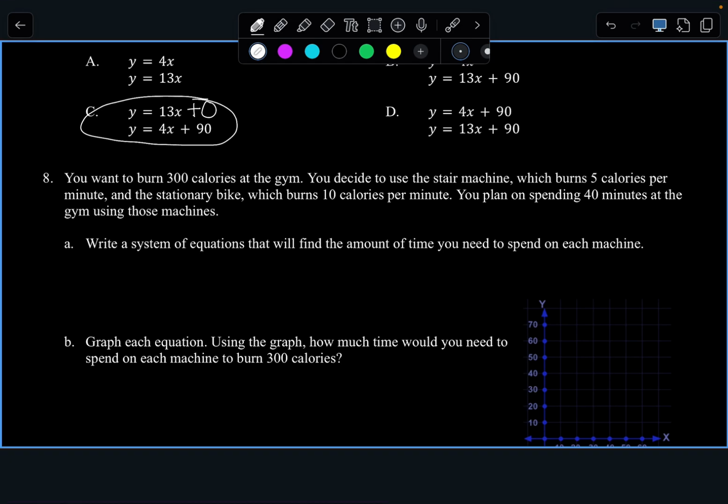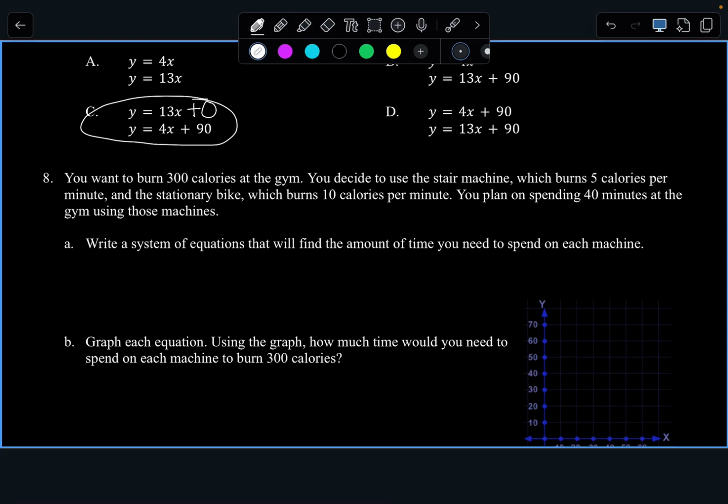So you want to burn 300 calories at the gym. You decide to use the stair machine, which burns 5 calories per minute, and the stationary bike, which burns 10 calories per minute. You plan on spending 40 minutes at the gym using those machines. So we want to write a system where we can use it to find the amount of time you need to spend on each machine.